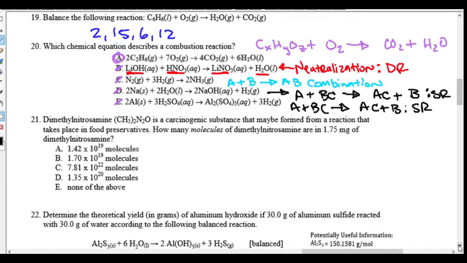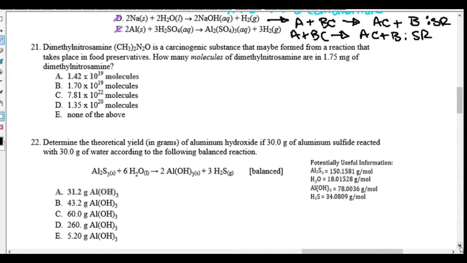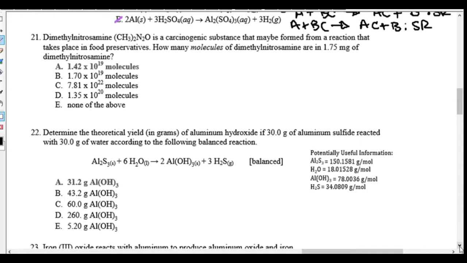She did say to make sure you guys know how to do that. So on your note card, if you aren't comfortable with recognizing what kind of reactions, I would write the general terms for it. So like I did here, A plus B gives you AB, or AB plus CD gives you AD plus CB. That would be double replacement.